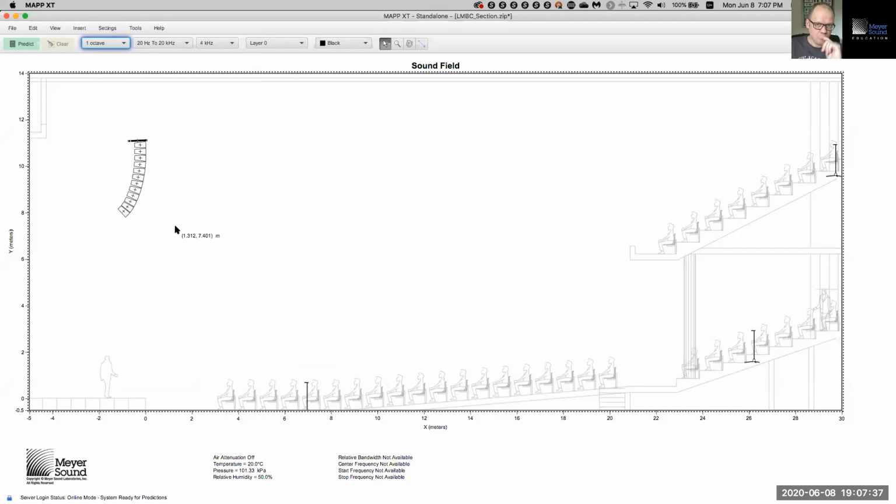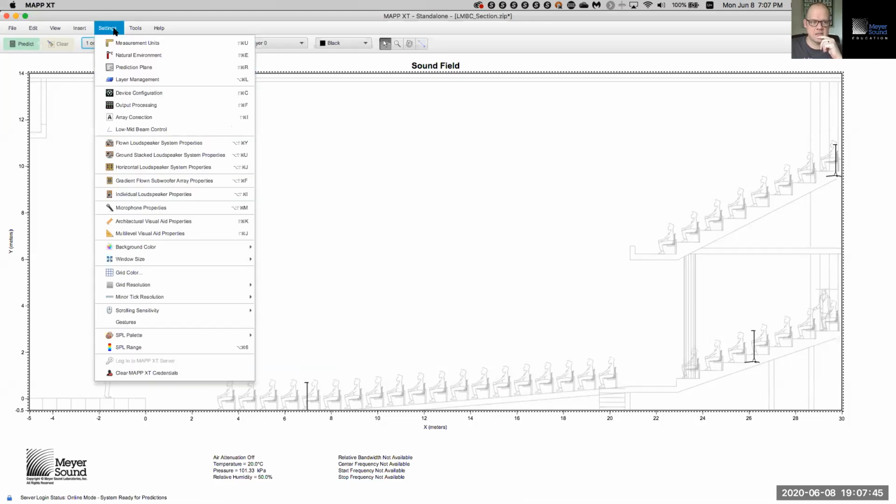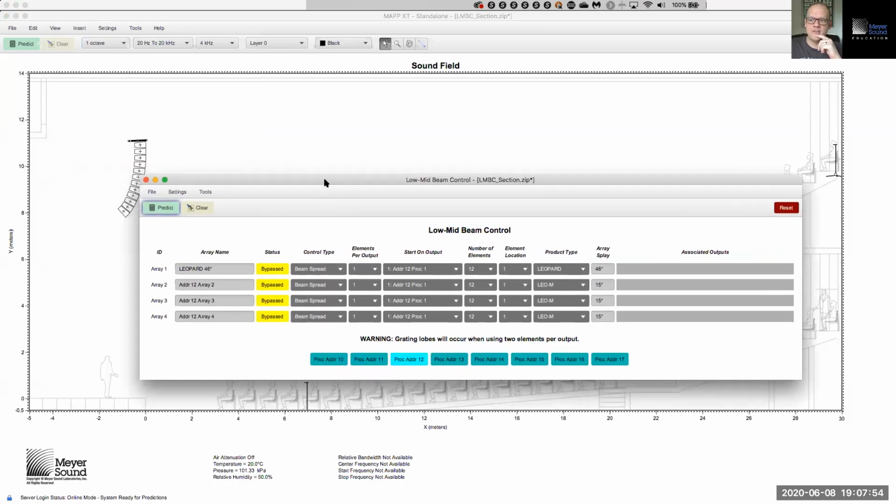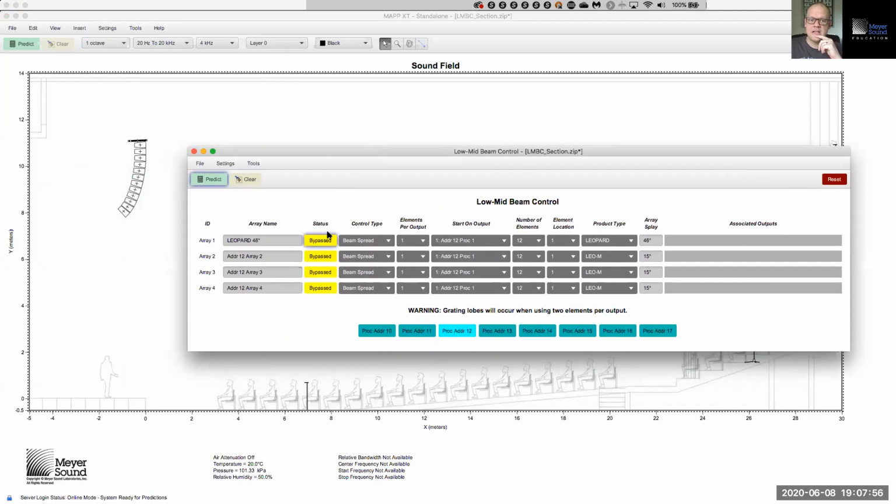Now, how to do this, we're going to finish with at the end of today's webinar. First, I want to show you the end result, which means that I go to my settings, and then the 8th option from the top is my low mid beam control. I've already dialed in all the parameters. The only thing that I'm going to do is take the status out of bypass. I'm going to close the dialog.